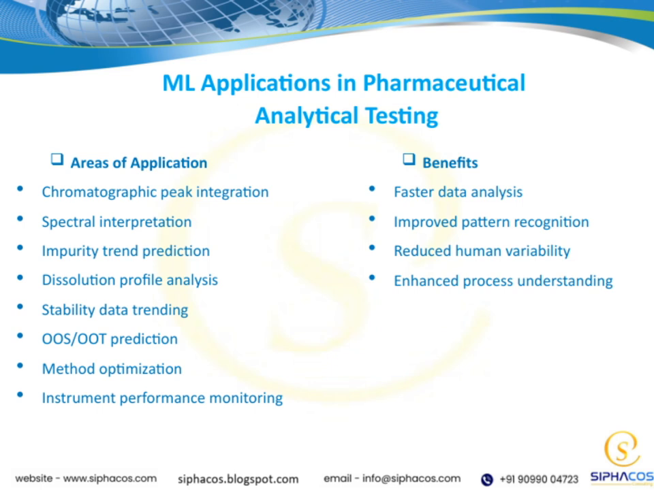Spectral interpretation is another area where ML can decipher complex spectral data, improving our analysis. It also plays a role in impurity trend prediction, helping us monitor and control quality over time. Dissolution profile analysis benefits from ML by providing more precise and predictive insights. Stability data trending allows us to better understand how products behave over time, and OOS or OOT prediction helps us identify out-of-specification or out-of-trend results before they become bigger issues.